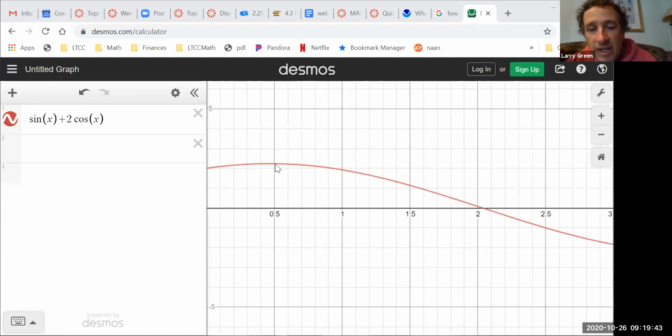Okay, and where does it look like the global minimum is? Again, we're not doing calculus. We're just taking a look at the picture and checking it out. Where do you think the global minimum is? Where do you think the lowest point on the graph is? At what value of x?